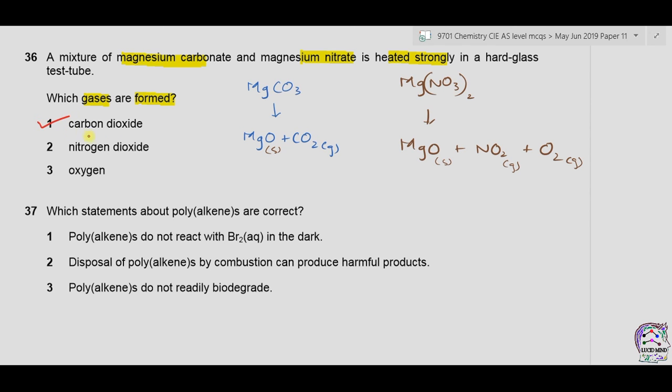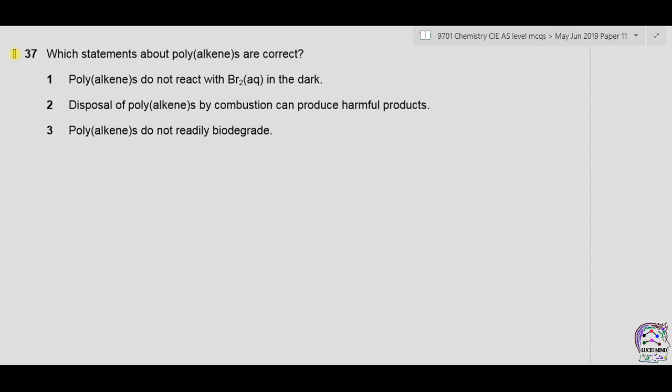So we can see that carbon dioxide is formed. Nitrogen dioxide is also formed. Oxygen gas is also formed. As all three options are correct, so therefore answer is A. Question 37. Which statements about polyalkenes are correct? Now polyalkene is a polymer that is formed from alkene monomer. In polyalkene, all carbon-carbon single bonds are present along with hydrogen atoms attached with the carbon atoms.